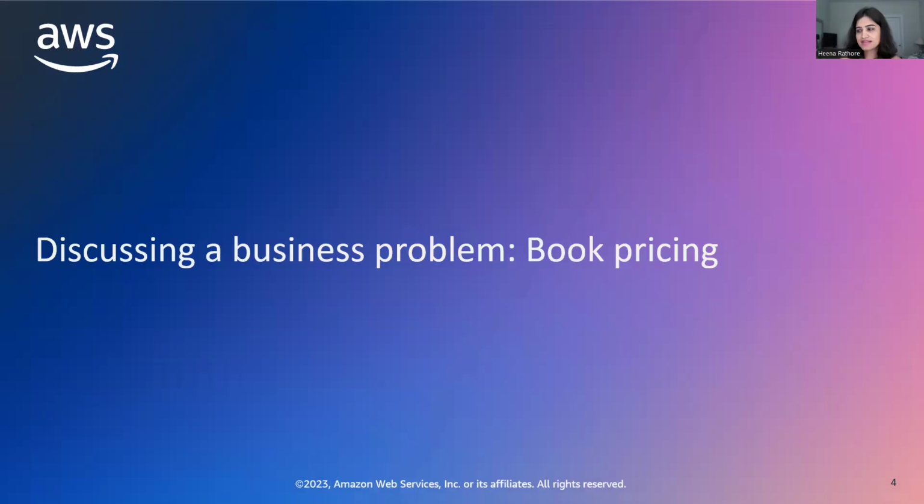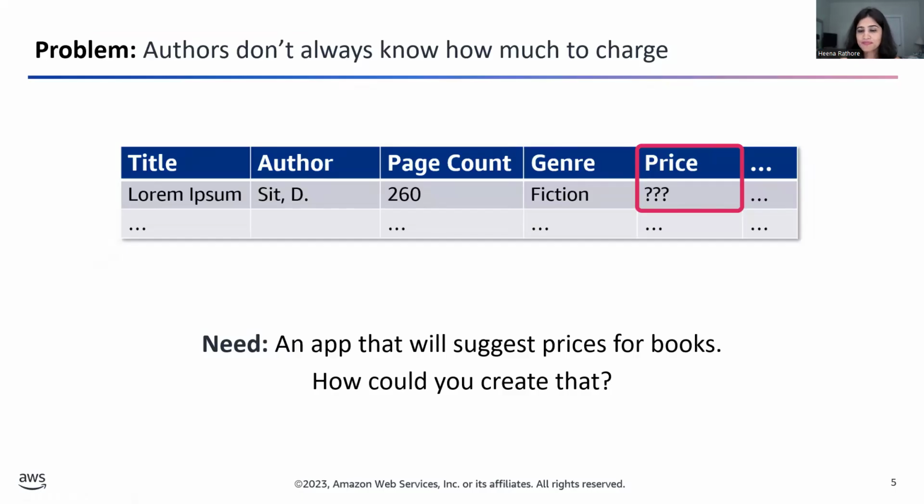For this, first, let's understand a basic business problem, which is the problem of book pricing. Let's imagine that you have a data set of books with attributes which include the title, the author, the page count, the genre, and the sale price. The sale price you do not know, and you need an app that will suggest the price for the book, given that you have the title, author, page count, and genre.